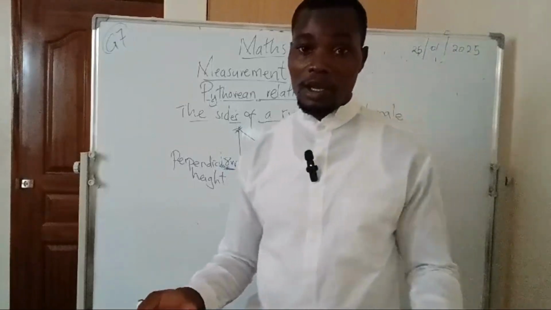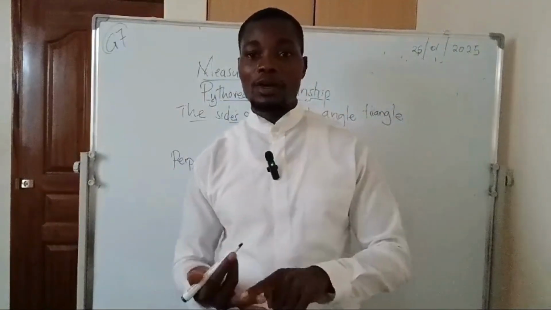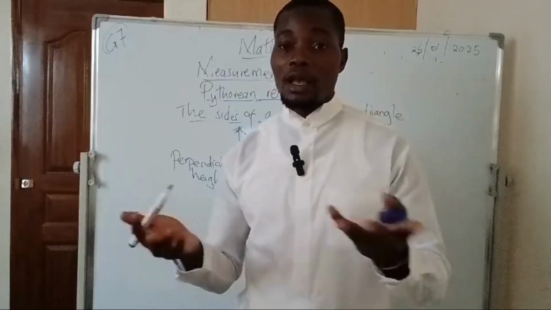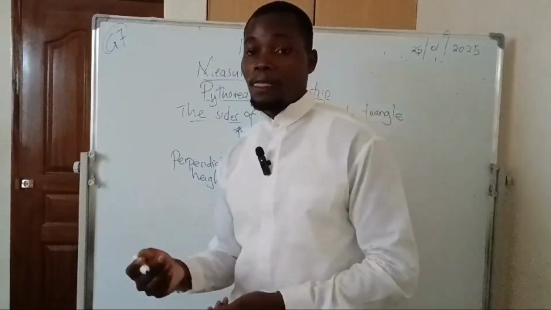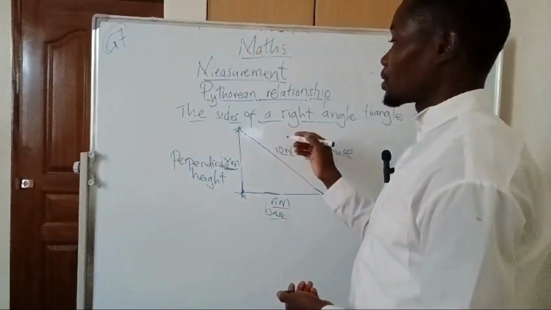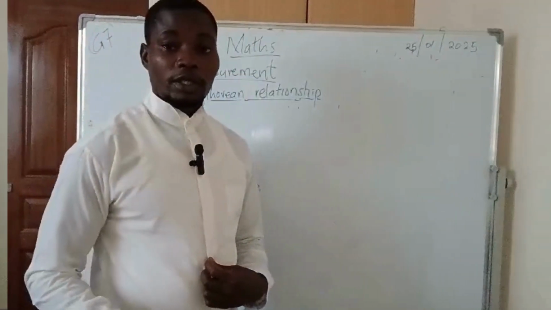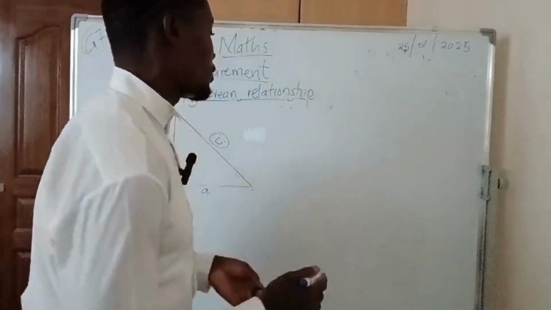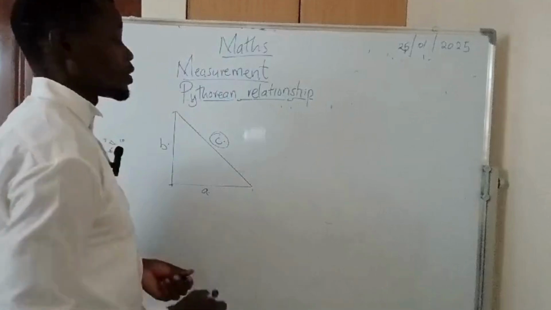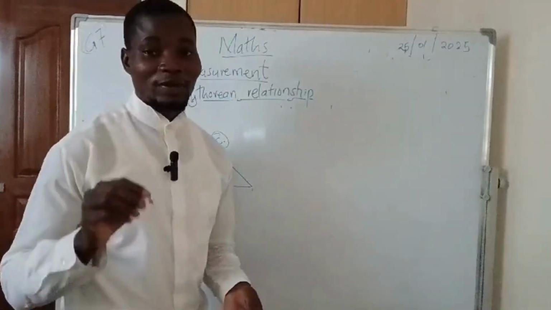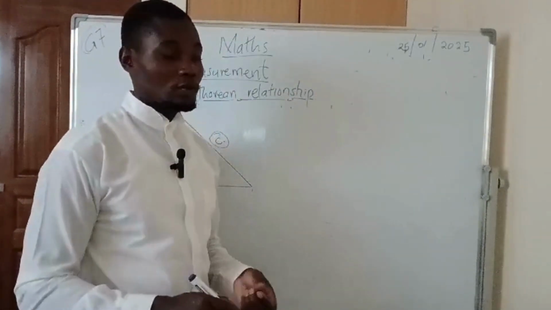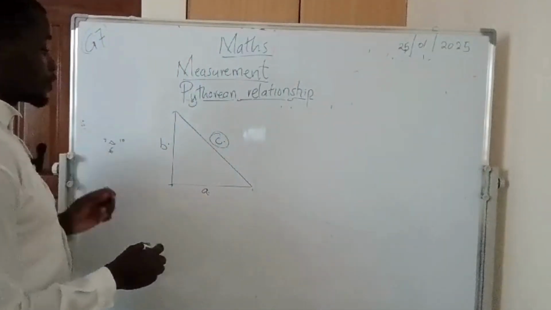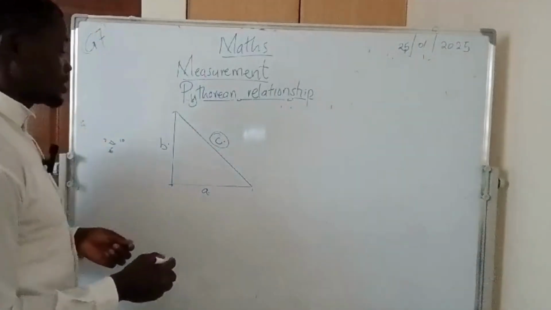We now know what the hypotenuse is, what the perpendicular height is, and what the base is. Let's get right into how to calculate the Pythagorean relationship. When it comes to the Pythagorean theorem, we are simply looking at how these sides are related, and that is why we call it Pythagorean relationship and not Pythagorean theorem, the way it used to be referred to some time back.